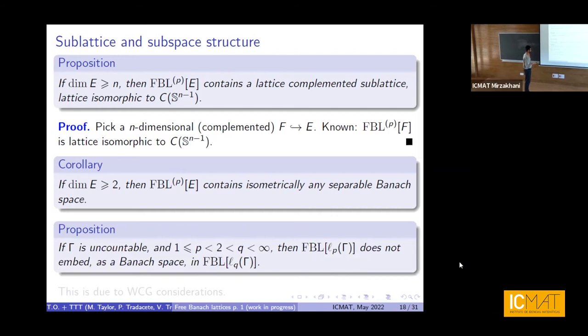It turns out that the situation is different in the non-separable setting, because, let's say Γ is an uncountable set, and p is less than two, q is greater than two, then the free Banach lattice FBL^(p)(L_p(Γ)) does not embed as a Banach space into the free Banach lattice FBL^(q)(L_q(Γ)). And this is due to some consideration of weak compact generation. And this is probably something that I'll talk about in tomorrow's talk.